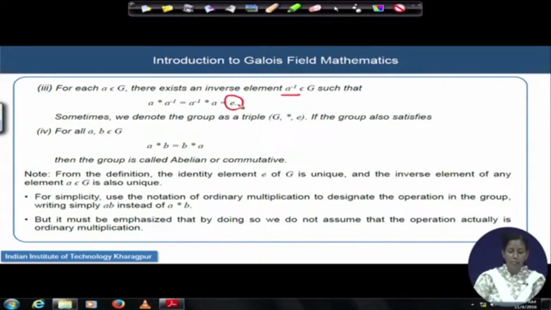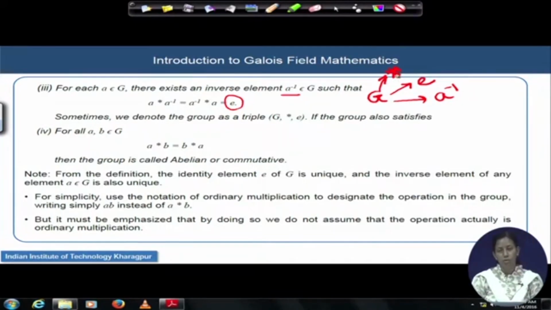So, hence we have two unique elements associated with G. One is the identity element and another is the inverse of each and every element present inside the group. G is generating the identity element and this inverse element with respect to a specific operator called the operator star. So, sometimes we prefer to write the group, its binary operator and its identity element jointly to denote a group, and we call it a triple.